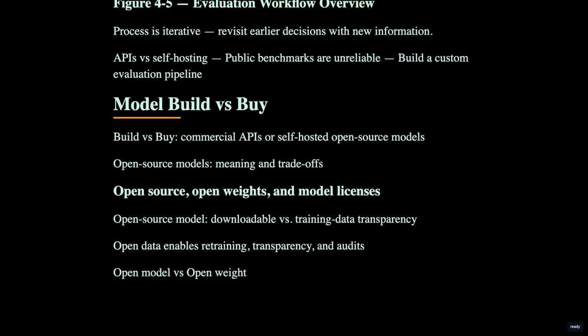We use specific terms to show whether the model's training data is open. An open model means the model and its training data are open. An open weight means the model weights are released, but the underlying data is not fully open.